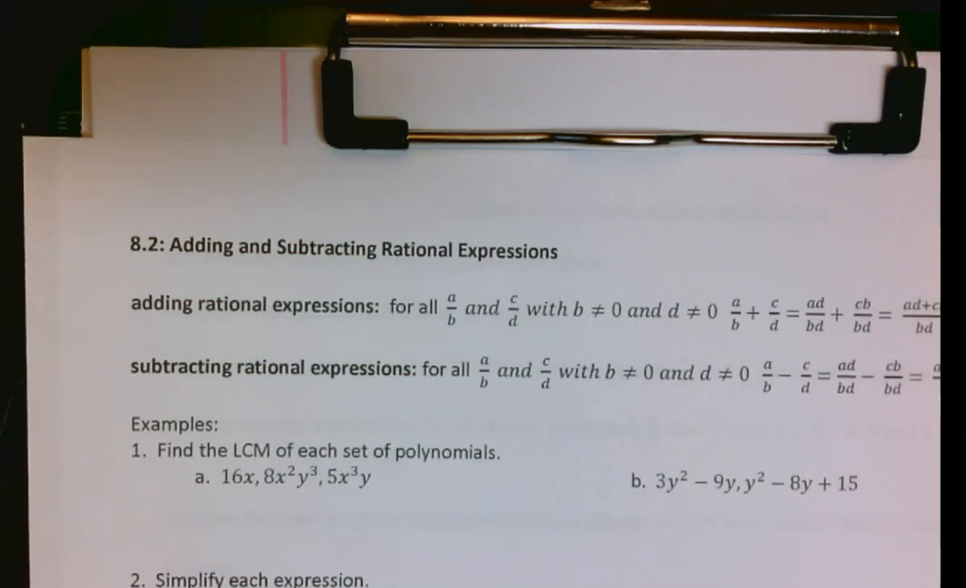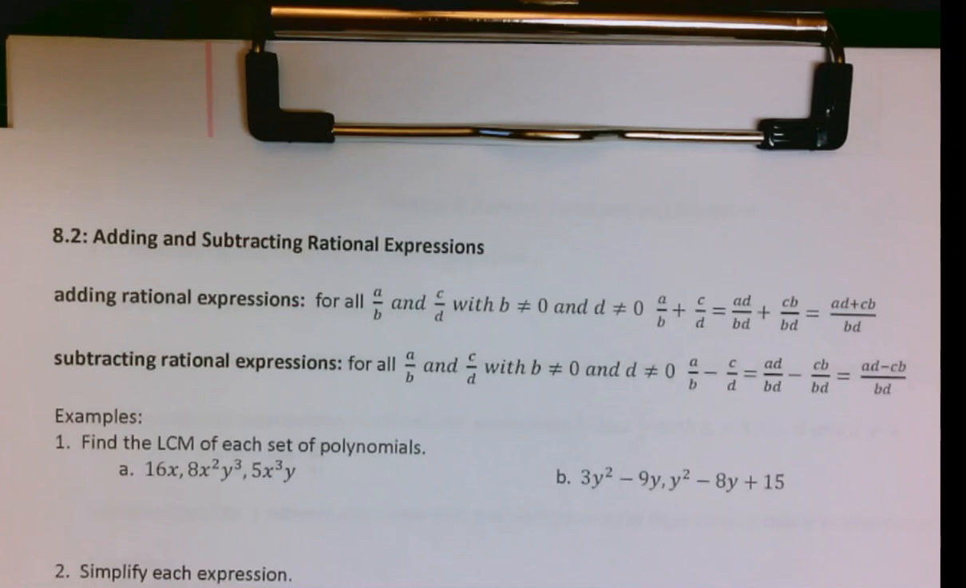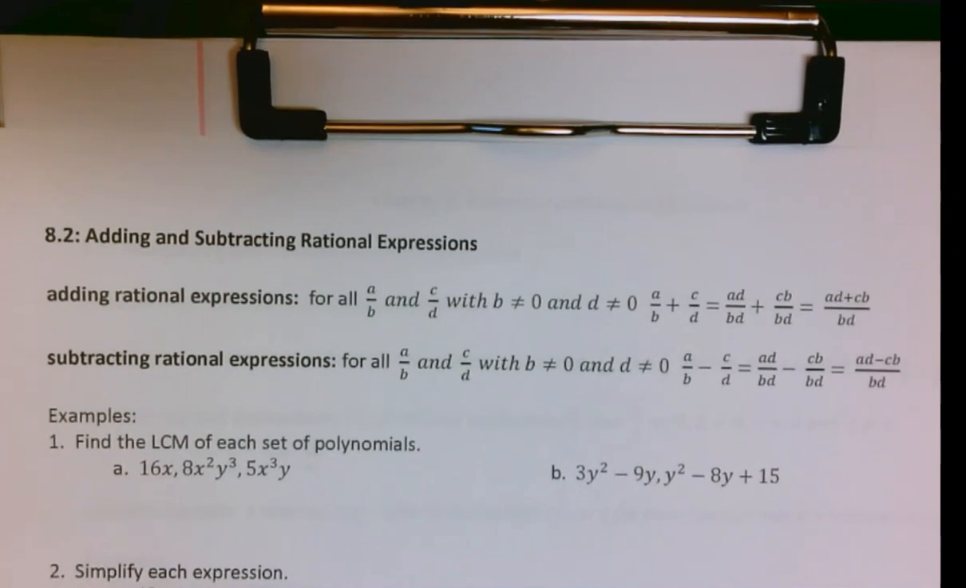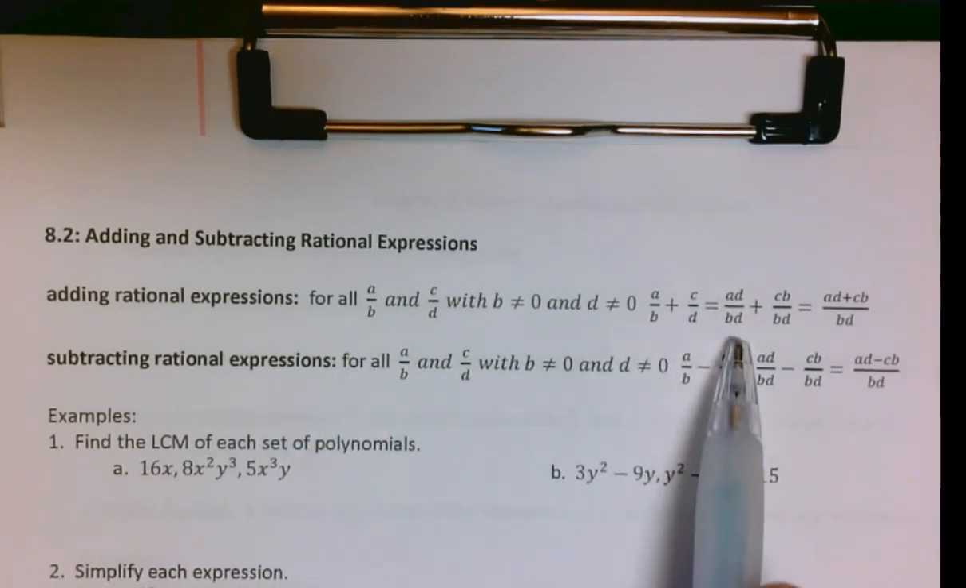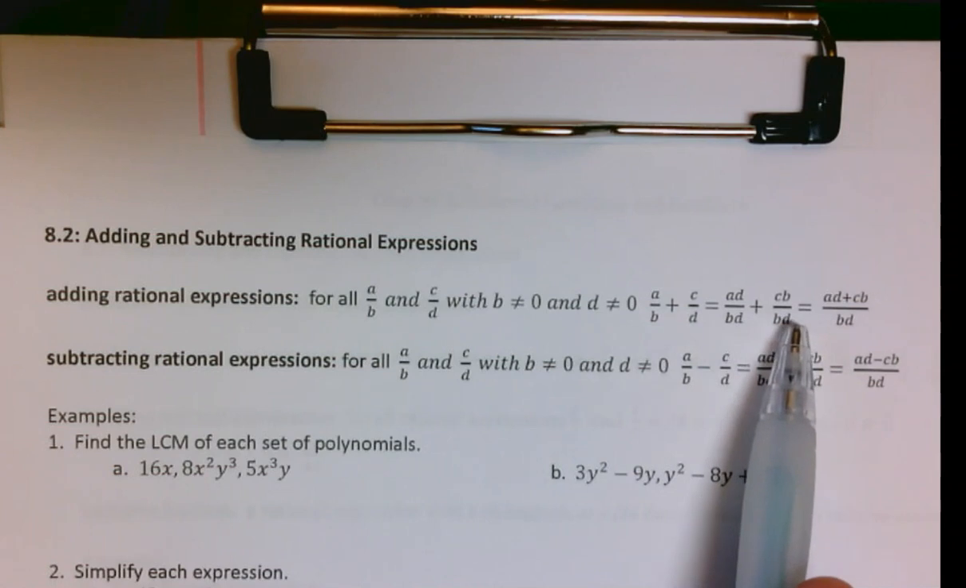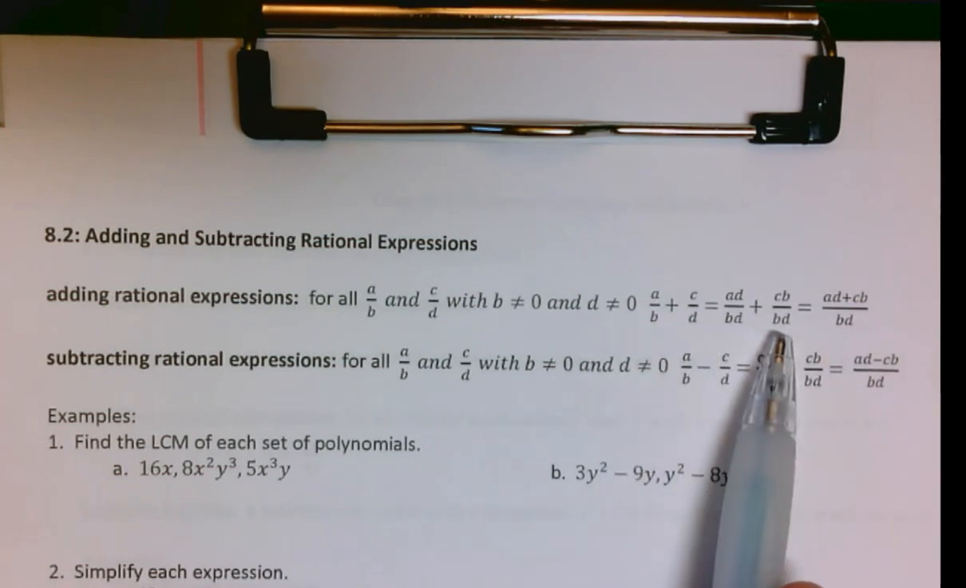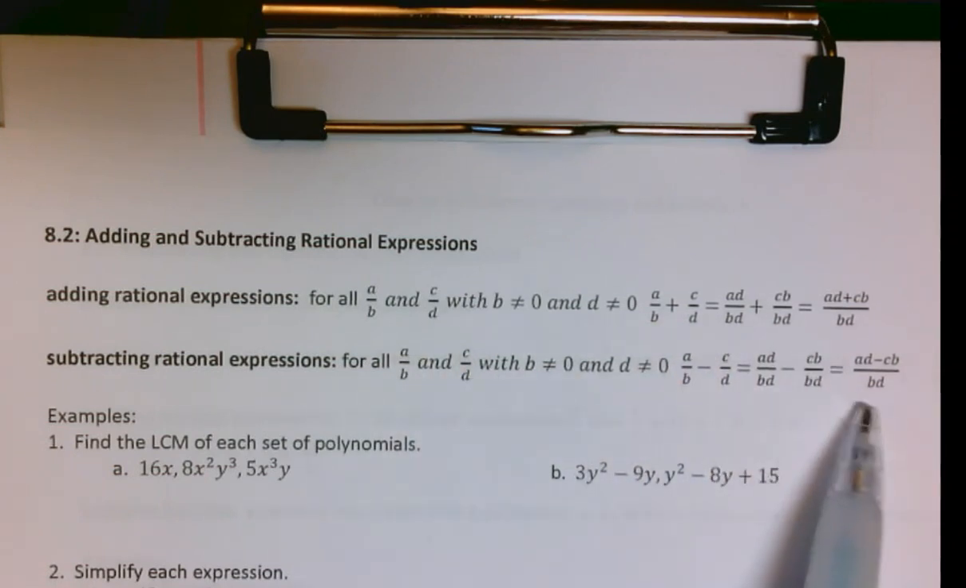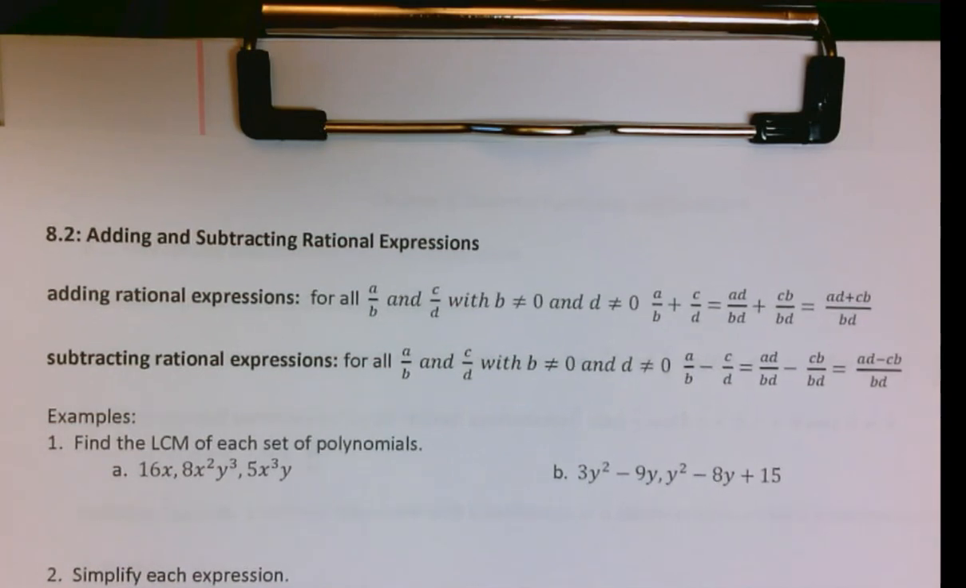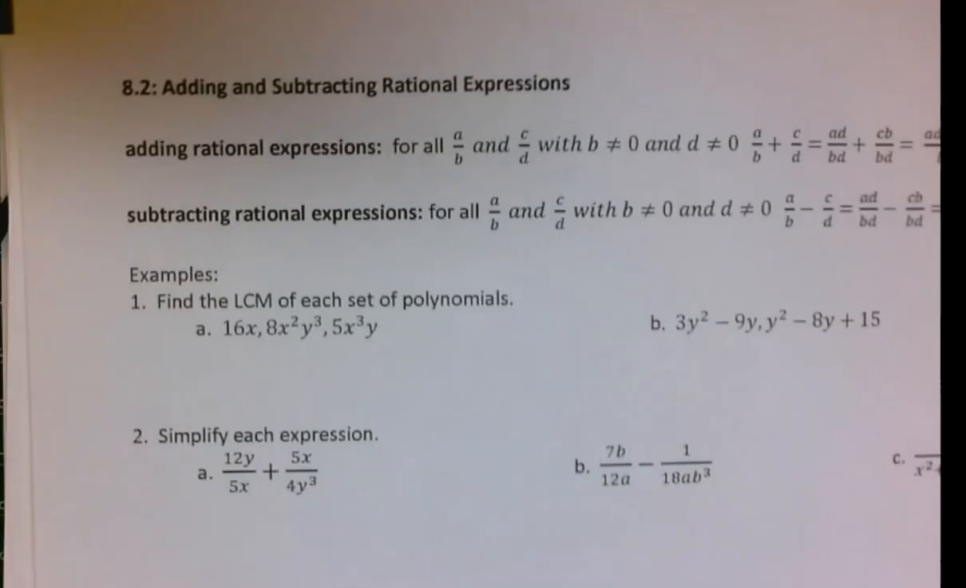We're going to talk about 8.2, which is adding and subtracting rational expressions, which are fractions. Adding fractions, you've got to make sure that you have the common denominator. So when you do that, you have to multiply the denominator of the left side to the right side. You want to use the LCM. When you subtract, you've got to do the same thing. So the first thing is the LCM, or common denominator.